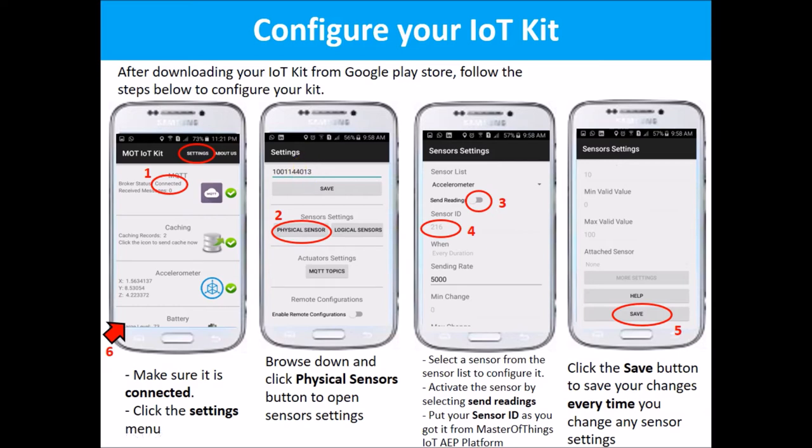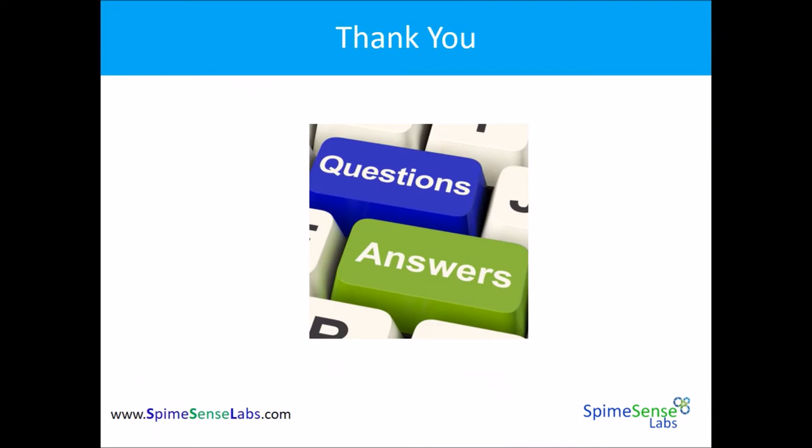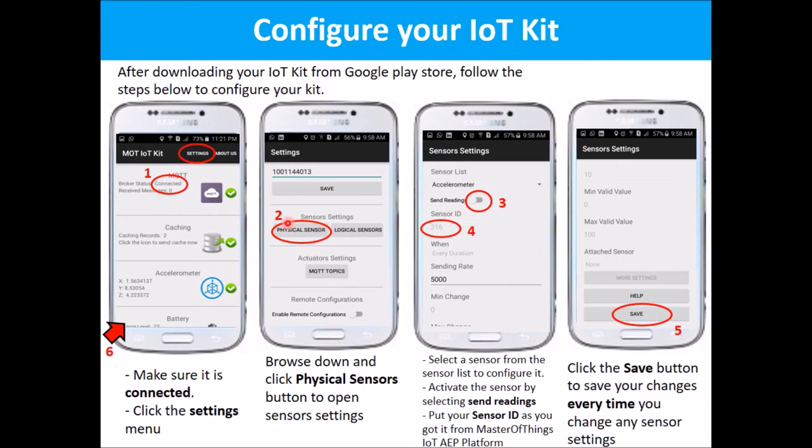So you have a drop down list of all the sensors available supported by this kit. Click on the accelerometer, select the accelerometer, then click on send readings. This is you activating the sensor to send the data to the outside world. And after that, put a sensor ID here.